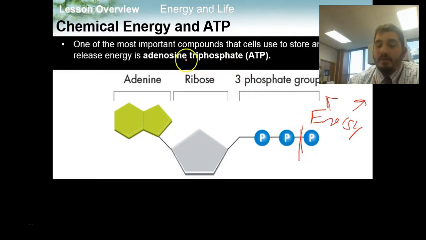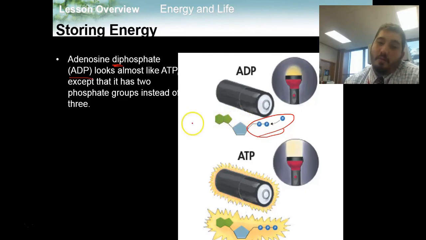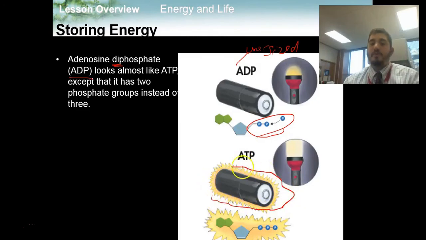Logically, when we break that phosphate, we only have two phosphates instead of three. And that brings us to our next molecule, which is ADP, adenosine diphosphate. Again, same exact molecule, except that there are only two phosphates instead of three. So ADP is the unenergized, or no energy, form of ATP, whereas ATP is super energized.